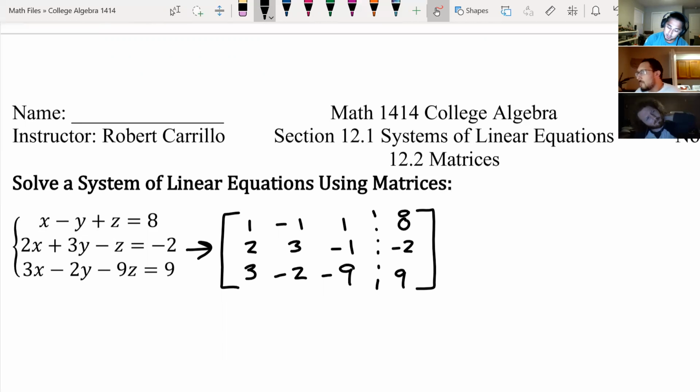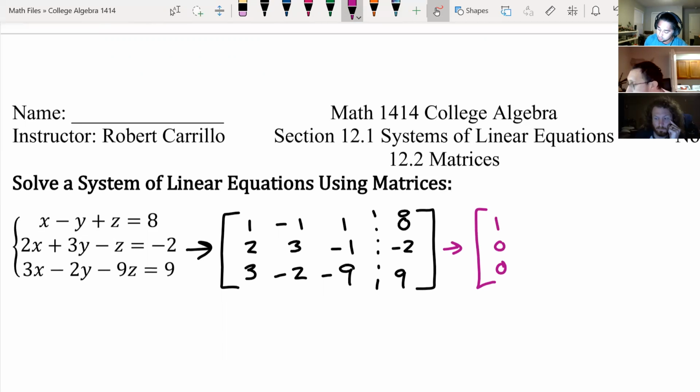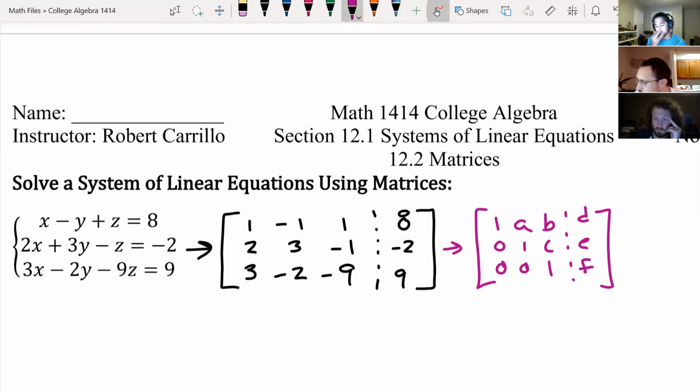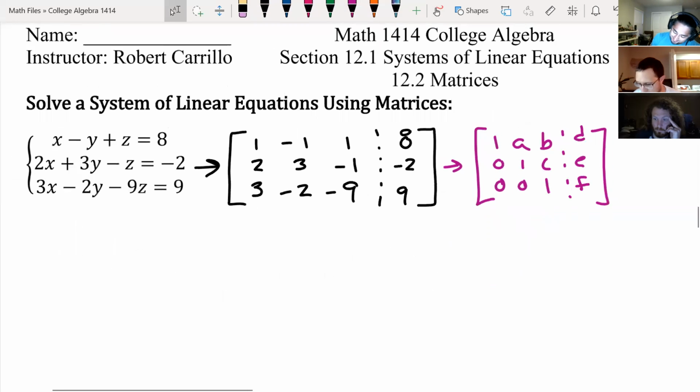Okay. And then, of course, I'm going to put the form there so it just reminds us what we're going for. 1, 0, 0, A, 0, 1, 0, B, 0, 0, 1, C, then D, E, F. There we go. Last time I had a G in there. All right.